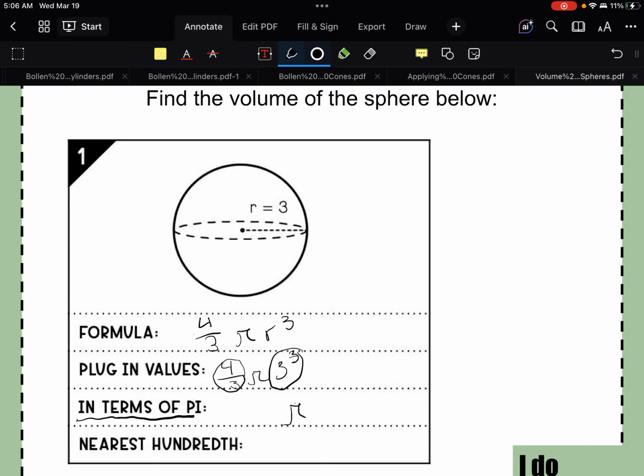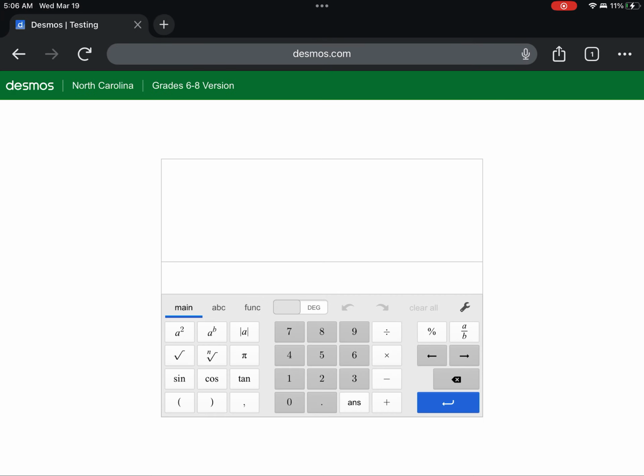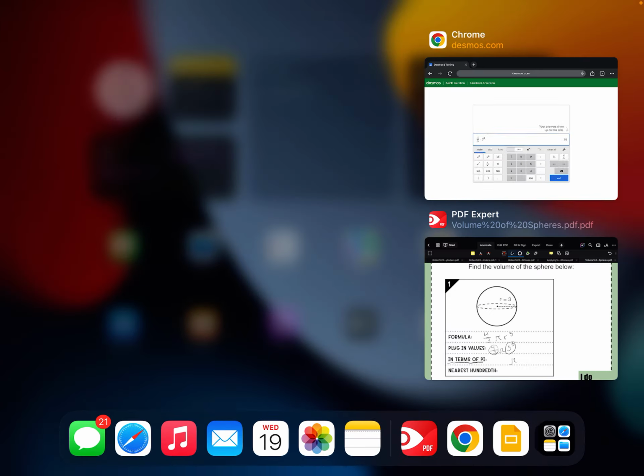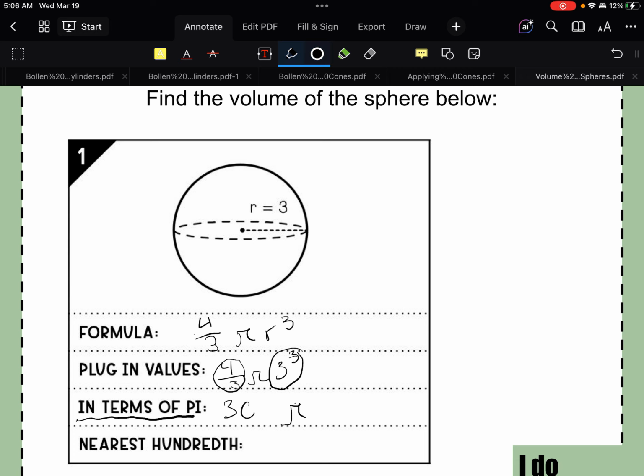You're leaving pi there. On your Desmos calculator, they make it real easy. You can do 4/3 times 3, and you come over to this AB, and that's how you do cubed, which is 3 times 3. In this case, 4/3 times 3 times 3 is going to be 36. So then you would write 36 pi.